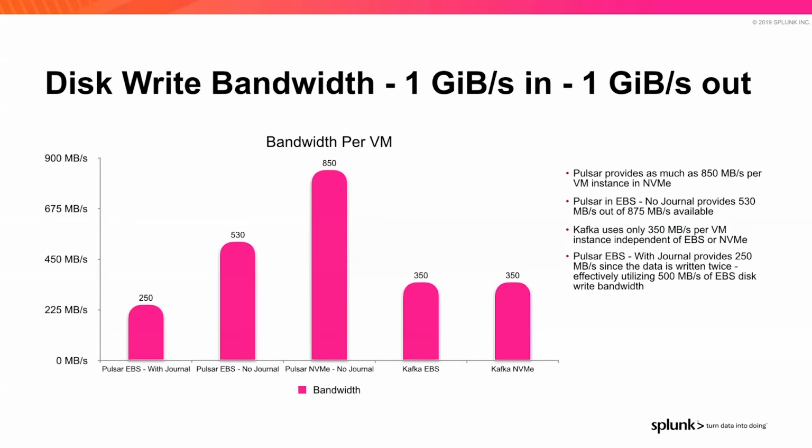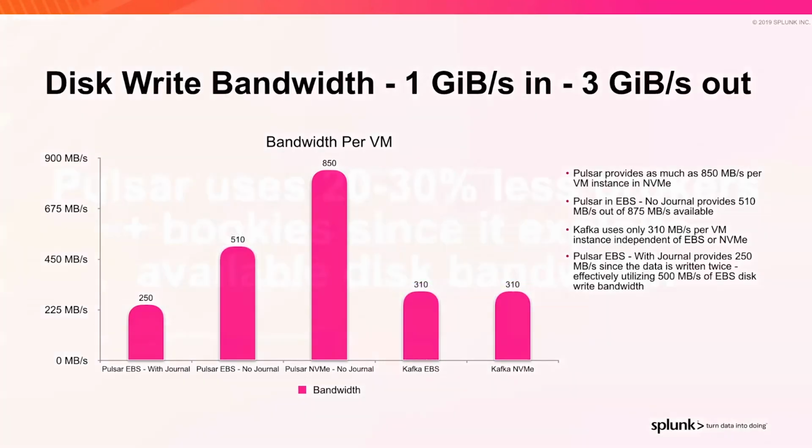Whereas if we use EBS, because EBS is provisioned based on the number of IOPS we get, we can get as much as 530. Whereas with journal, we do 250 because of the dual writes: the EBS data path is saturated because that network bandwidth has to be split between dual writes. So that's why you get half the bandwidth on that. But Kafka is producing only 350 compared to Pulsar.